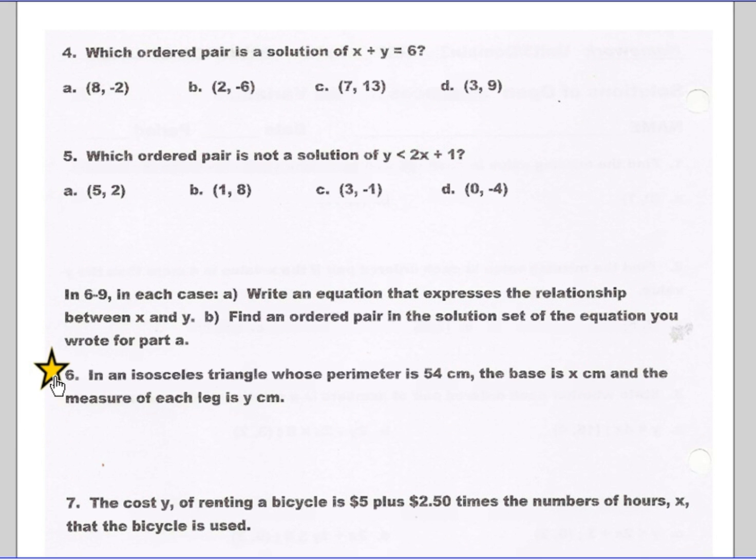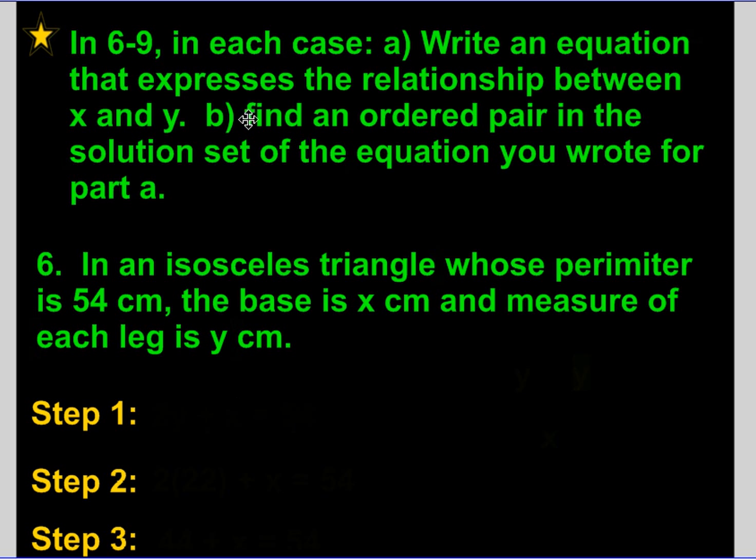Let's check out number 6 now. In all of these next couple of equations, 6 through 9, you're going to write an equation that expresses the relationship between x and y for A, and then B, you're going to find an ordered pair of the solution set of the equation that you wrote for part A. So let's try to figure out an equation first.